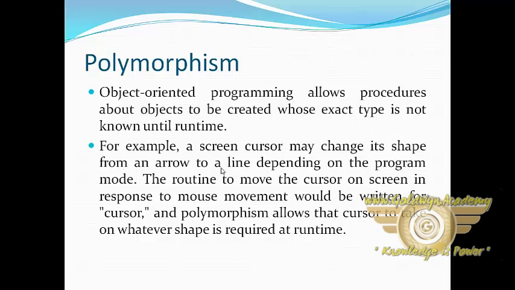For example, a cursor may change its shape from an arrow to a line depending on the program mode. The routine to move the cursor on screen in response to mouse movement would be written for a cursor, and polymorphism allows that cursor to take on whatever shape is required at runtime. So this is about polymorphism.